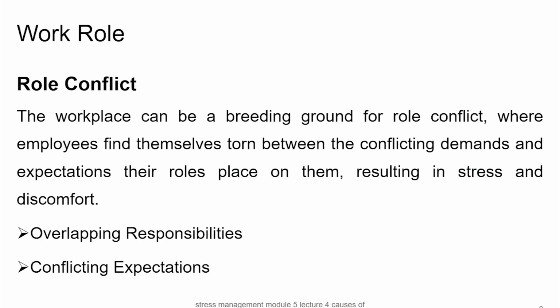Another area is related with one's own role, which is known as work role. There are several factors which are correlated with this. For example, role conflict. Role conflict means when there are two contradictory demands being placed on the worker at the same time and the worker gets confused about what is to be attended first, what is to be done first. If there is such contradictory information, it is going to create a lot of stress in employees.